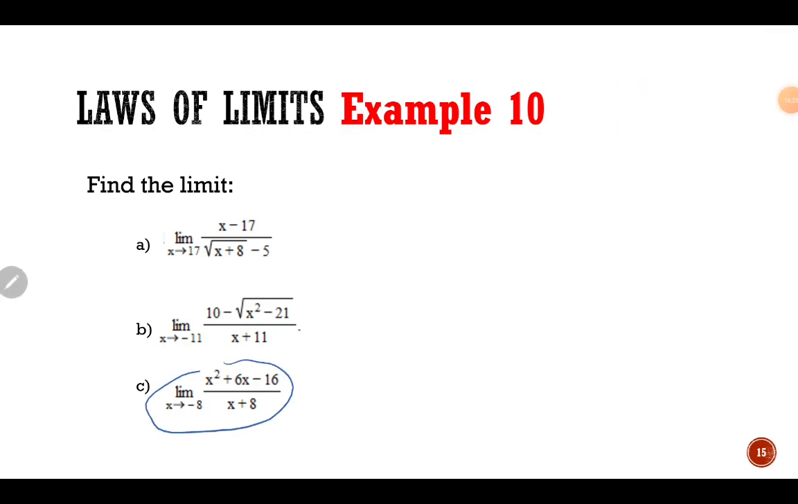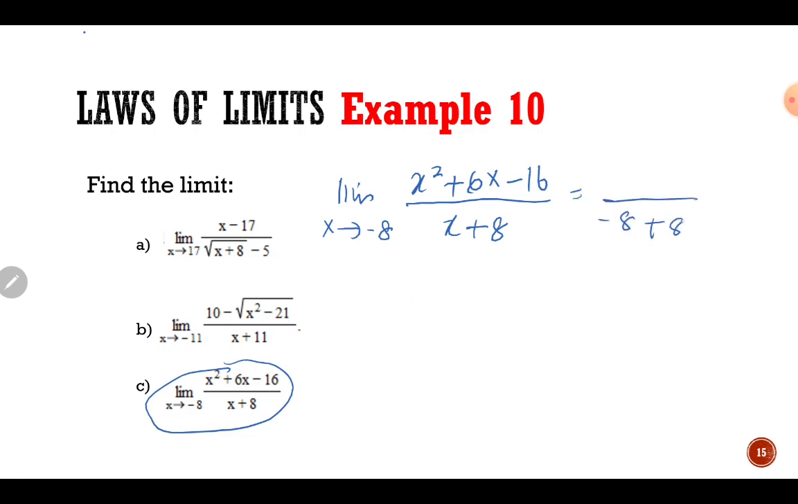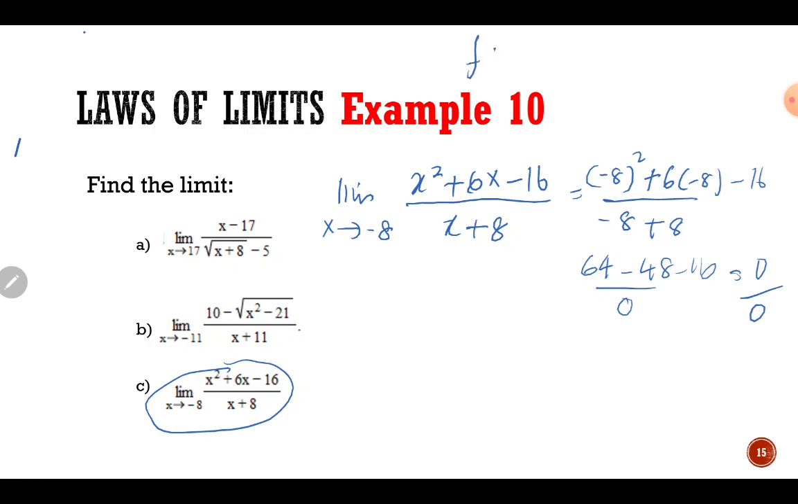C ni limit x approaching negative 8 x square plus 6x minus 16 over x plus 8. Okey, seperti biasa kita cuba masukkan kat bawah senang sikit, tambah dulu kat bawah ni negatif 8 tambah 8 and then negatif 8 square tambah 6 tolak 8 tolak 16. So dapat apa? Kita akan dapat yang bawah kosong, yang ni 64 tolak 48 tolak 16, also kosong. So we get 0 over 0. Again, it gives us info that f negative 8 does not exist.